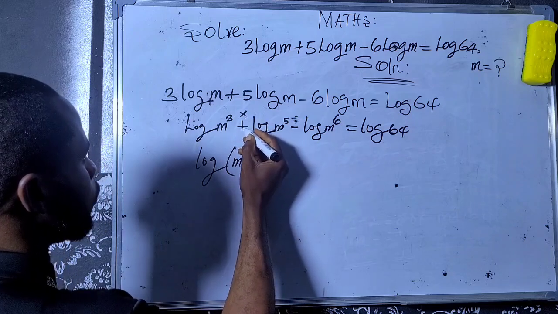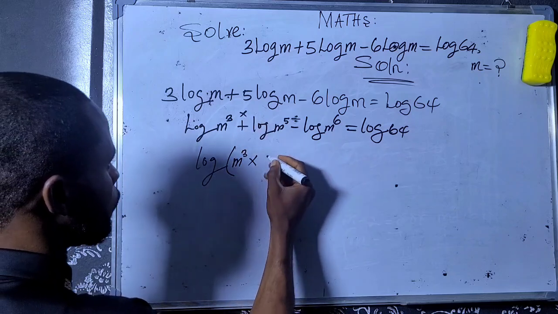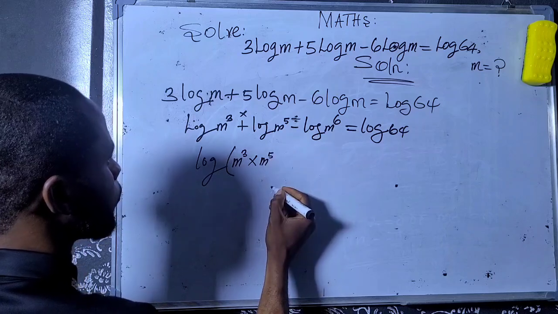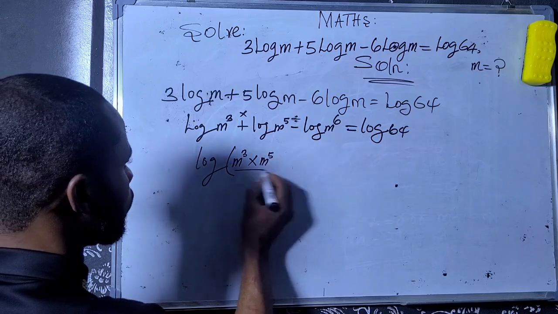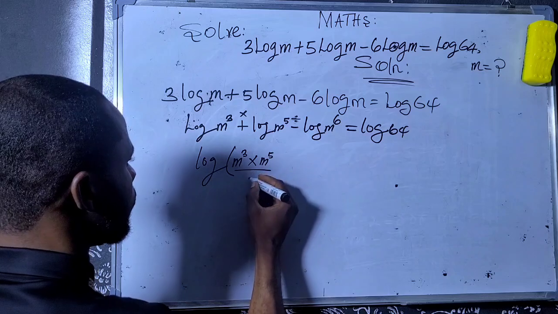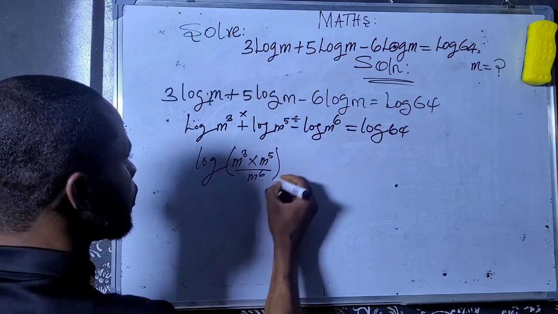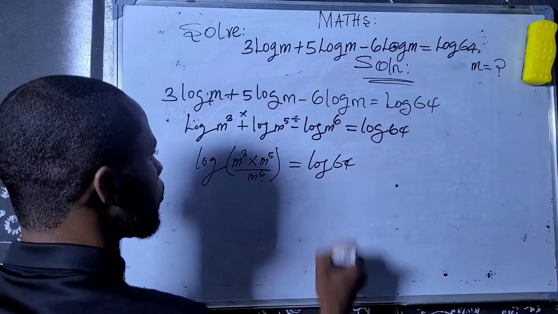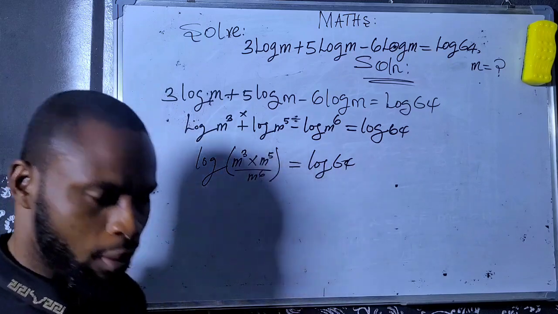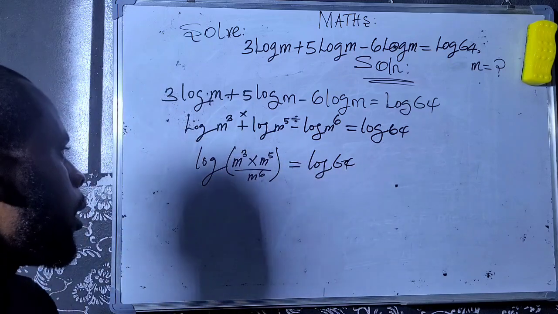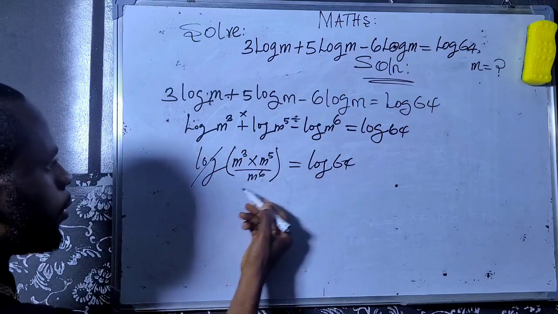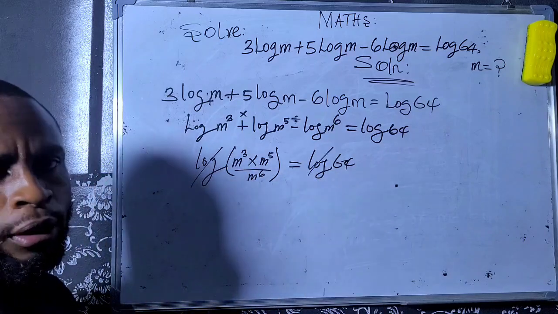This is addition, we change to multiplication. We have here multiplied by m to the power of 5. Then this is division, we divide the whole thing by m to the power of 6. Then you close your bracket equals log 64. Now we are done with that. Since we have log of the same base on both sides, we cancel the log.